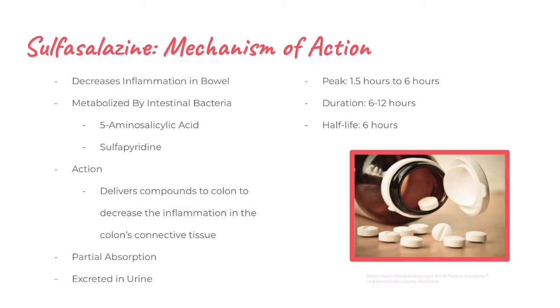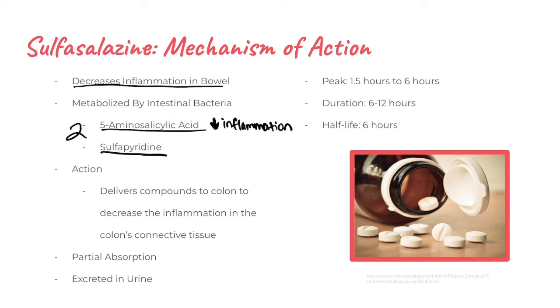Sulfasalazine is expected to affect the immune system and decrease inflammation. It is metabolized by intestinal bacteria into 2 compounds. The first compound is 5-aminosalicylic acid, which is responsible for reducing the inflammation in the colon. It is likely to reduce inflammation by suppressing prostaglandin synthesis as well as the motility of inflammatory cells into the affected region of the colon. The second compound is sulfapyridine, which is responsible for the side effects. These 2 compounds are delivered to the colon to decrease inflammation in the lining's connective tissue.